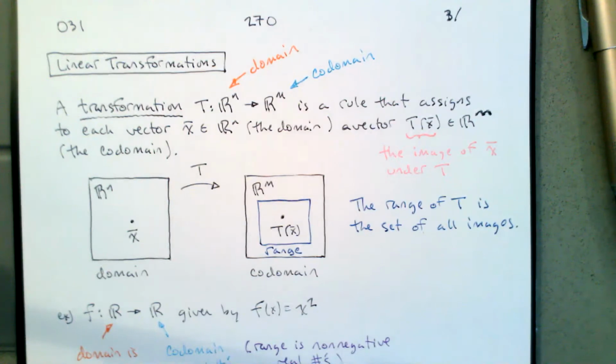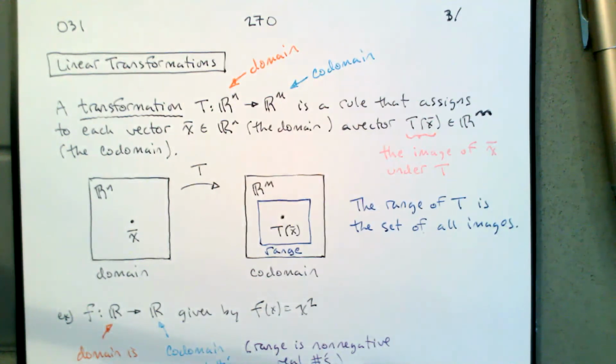Now we want to start taking a detailed look at linear transformations. A transformation is just a rule that assigns to each vector in the domain a vector in the codomain. So in this case, we'll start with a domain of Rn, and we'll have a codomain of Rm. So if x is in the domain of Rn, then T of x, the image of x under T, will be sitting in the codomain.